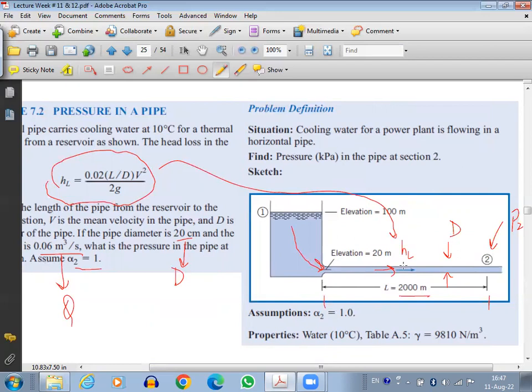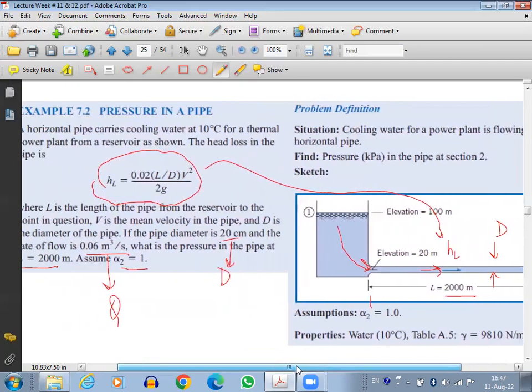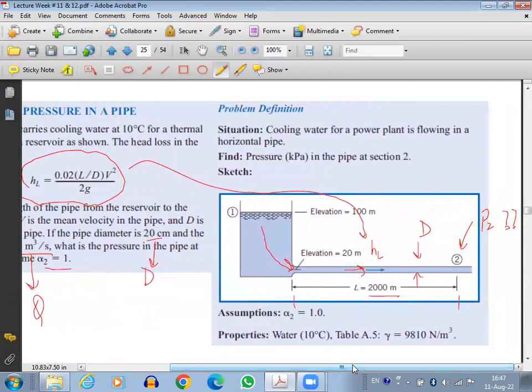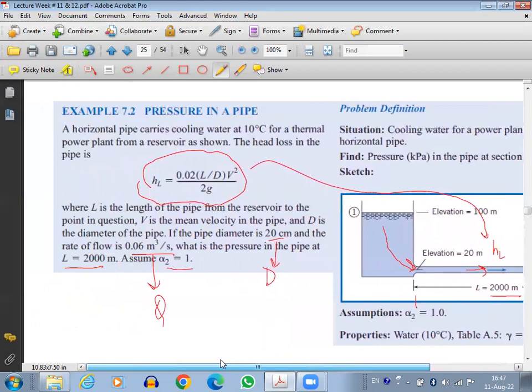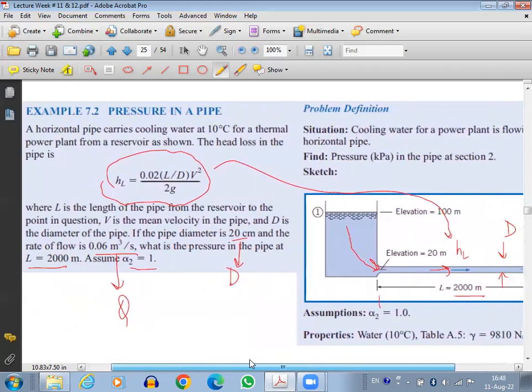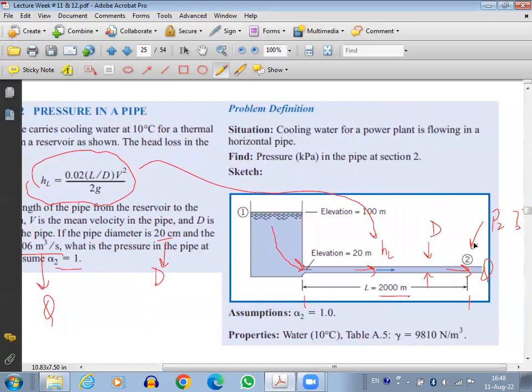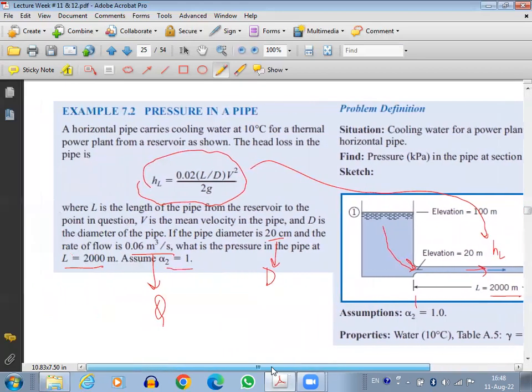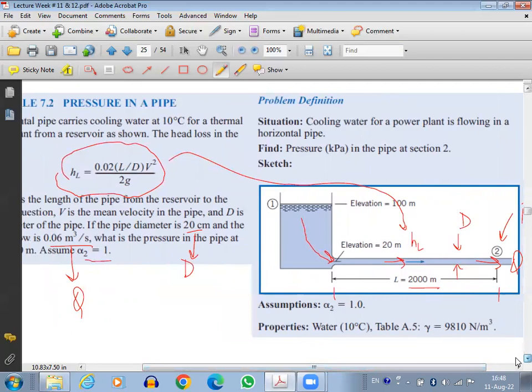They provided the length and the rate of flow, which is 0.06 meter cube per second. So the rate of flow, this flow rate Q, is also provided. What is the pressure in the pipe at L equals 2,000 meters? This is what we need to find out. So at this point 2, what is the pressure in the pipe? Before moving towards the solution, do you understand the problem statement? If we understand the problem statement, now it's time to move towards the solution.